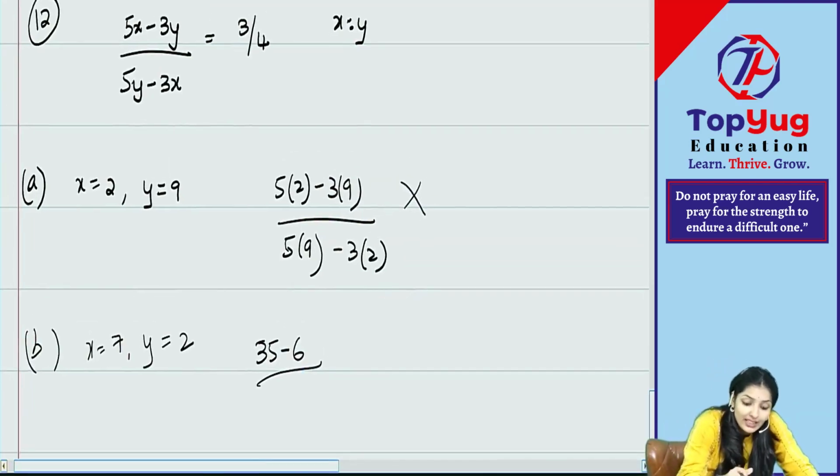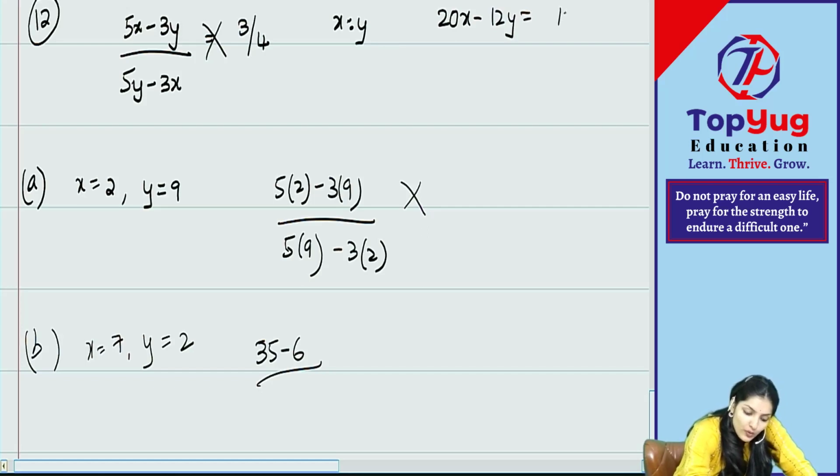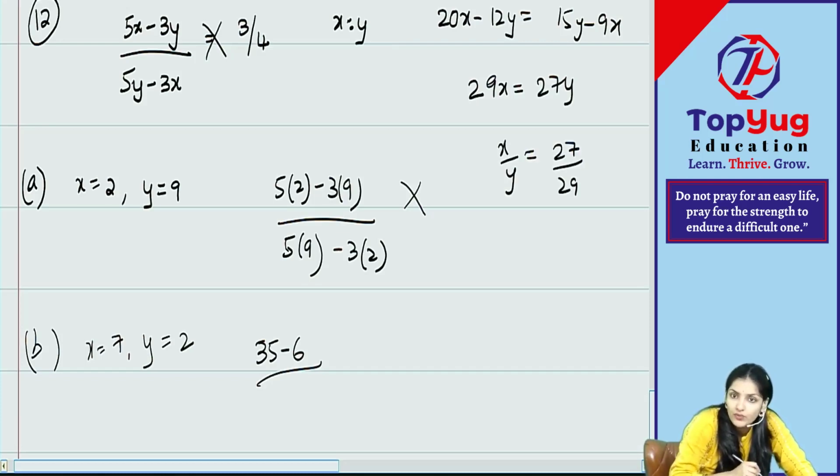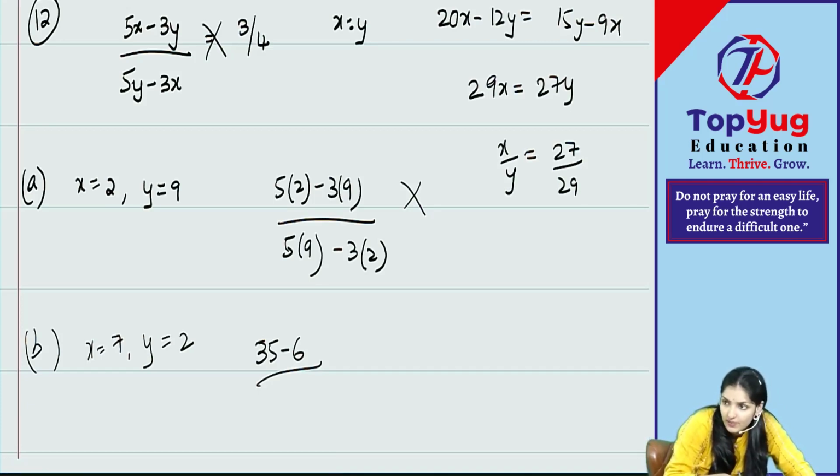Now here, rather than doing the T and E method, if I do it directly, 20x minus 12y is equal to 15y minus 9x. Putting the x terms together and the y terms together, what would the answer be? 29x, and this would be 27y. So x by y is equal to 27 by 29. That's what they are asking. So what is the answer? None of these. The answer is none of these.